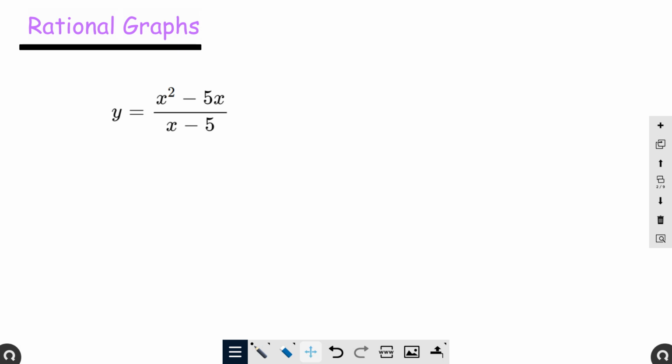Okay, so today it's all about these rational graphs, or key features of these rational graphs. A rational graph is one that has x in your denominator. It's also called inverse graphs.